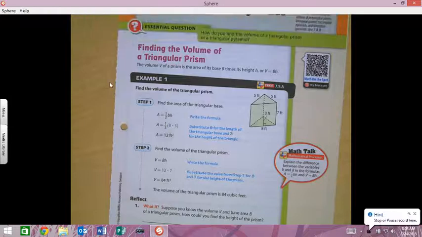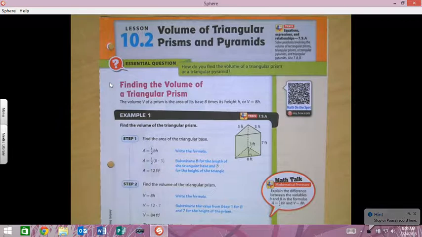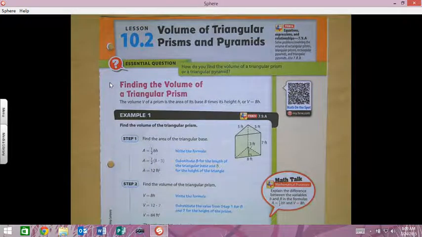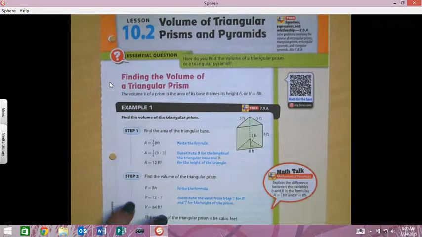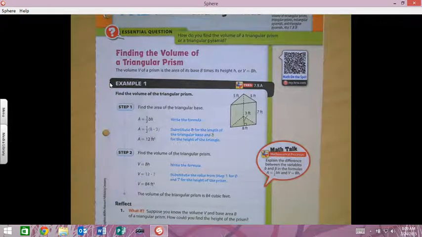This is the video for lesson 10.2. It is a required DIY and it covers the volume of triangular prisms and pyramids. So we're just going to go through our section. Some of this is going to be familiar to you guys. You guys have done some of this already. We worked on triangular prisms yesterday, but for some of you this may be the first time for pyramids.